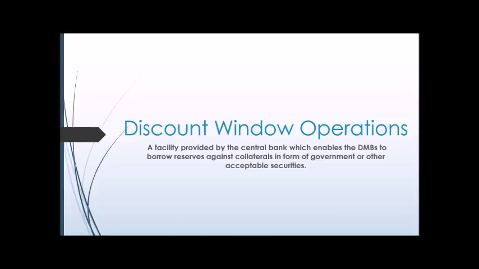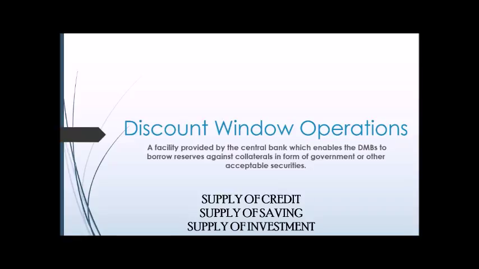The central bank lends to financially sound DMBs at the policy rate. This rate sets the floor for the interest rate regimes in the money market and thereby affects the supply of credit, the supply of saving, and supply of investment.